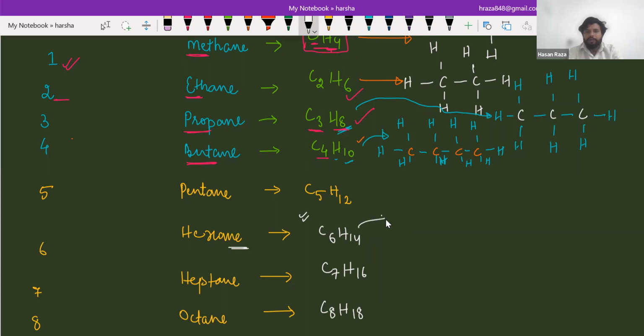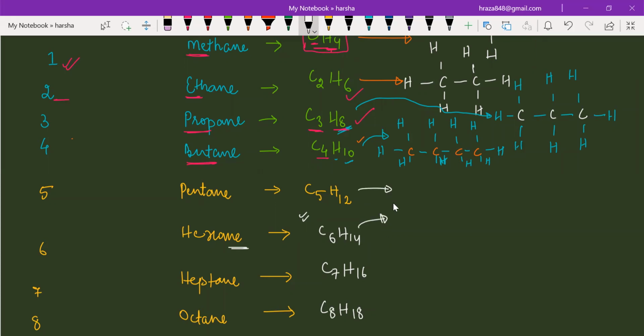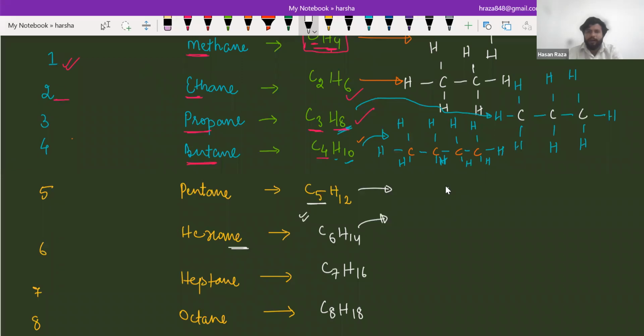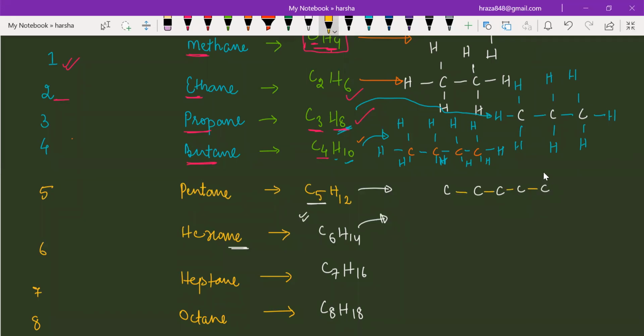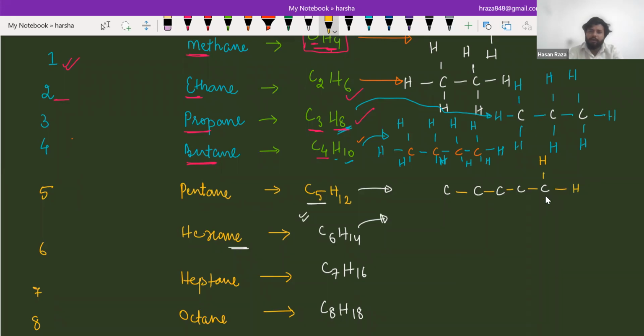Arshia, have you written the structure of this? Yes, sir. It's very simple. What you need to do is write C, C, C, C, C. How many C are there? 5. Put single bond between them. Then give 3 hydrogen to the terminal carbon, left carbon as well as right carbon. 6 hydrogen are given. Now we have 6 hydrogen left. So 3 carbons are left and 6 hydrogen, so give 2 hydrogen to each carbon. So this is the structure of our pentane.